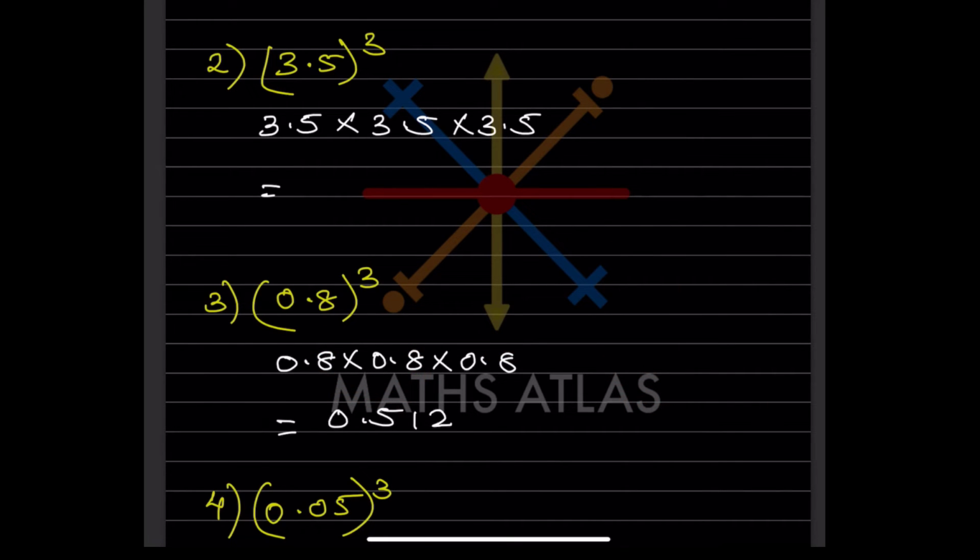Same thing when you multiply 3.5 as well. First you will do 35 into 35 into 35, and then whatever answer you get, you will go backwards 3 digits, because this is 3.5 into 3.5 into 3.5.